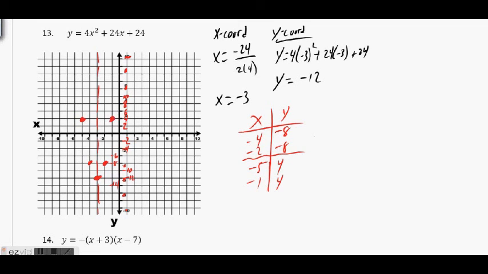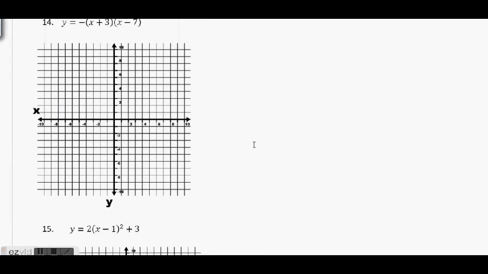Alright, this one is not in standard form. This one is in intercept form. 2 sets of parentheses, instantly, intercept. So I know where it's going to cross the x-axis. I don't care about that negative out in front. All that negative tells me is it's going to open down. So remember what I told you guys? Change the signs. X equals -3 and x is equal to +7.